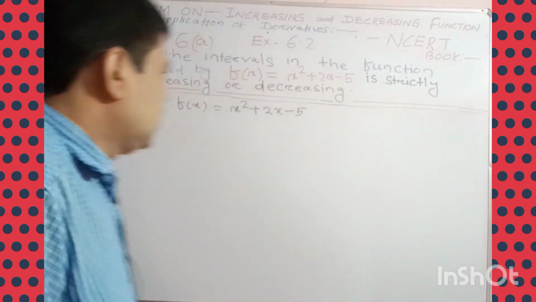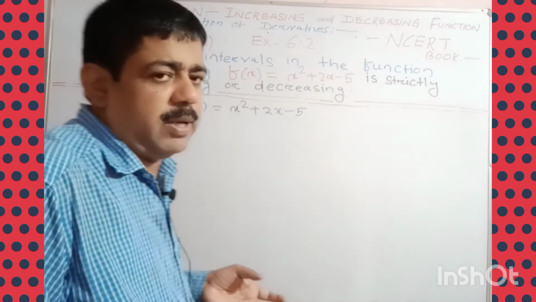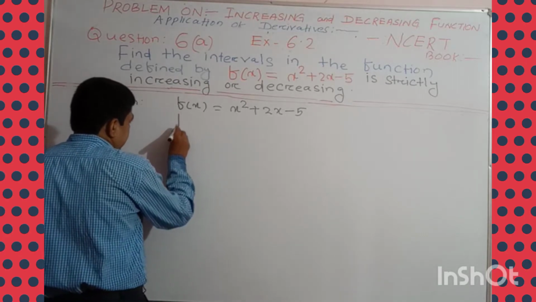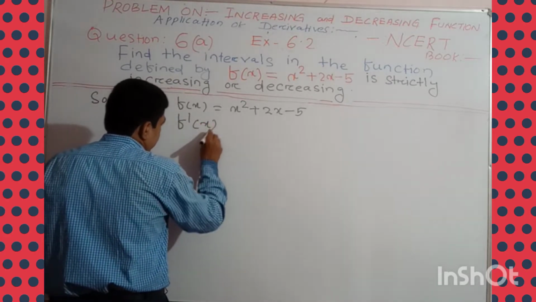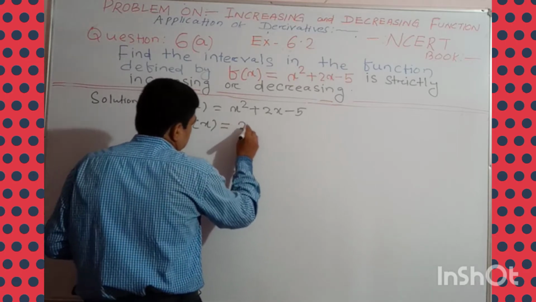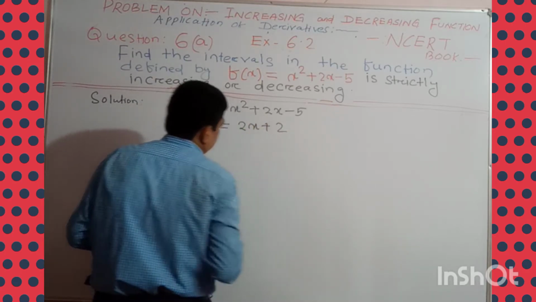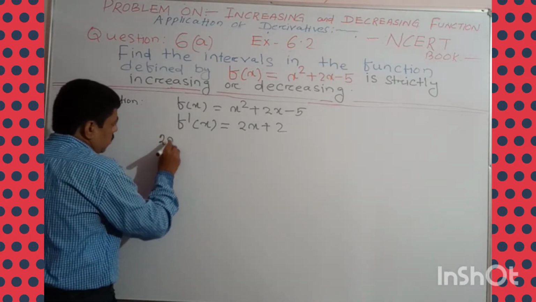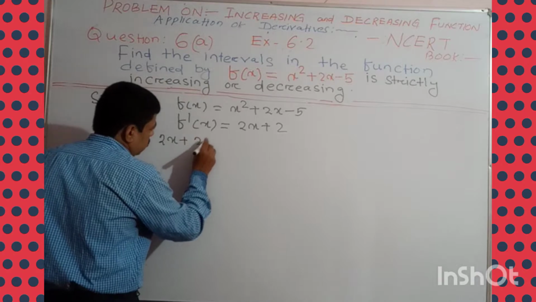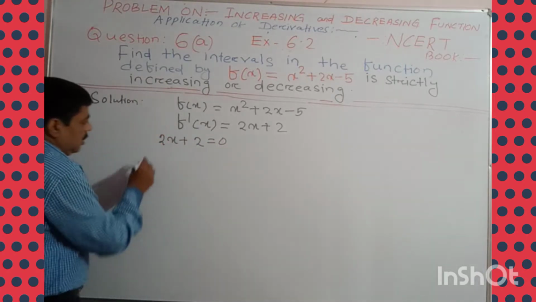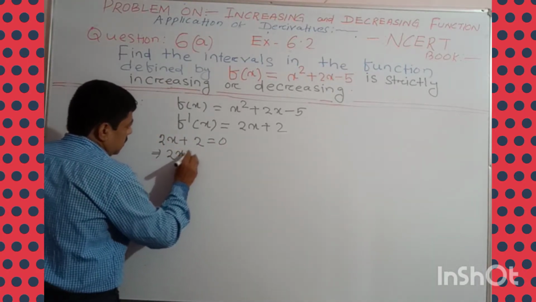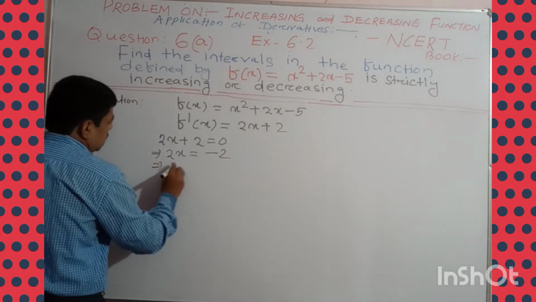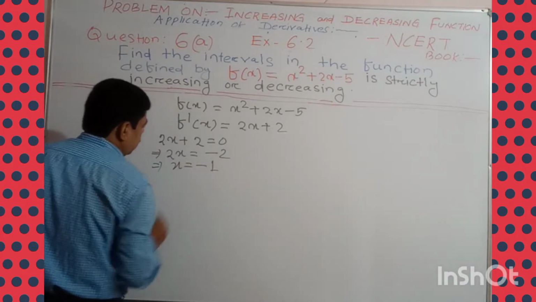Understand? Let's see. A function is given: f(x) = x² + 2x - 5. Let us find the slope of the function, f'(x), by finding the derivative. So the derivative of f(x) is 2x + 2. Now equate f'(x) to 0. Then 2x = -2, so x = -1.